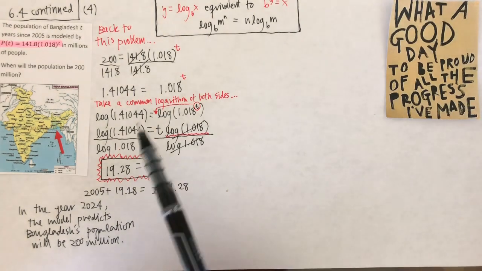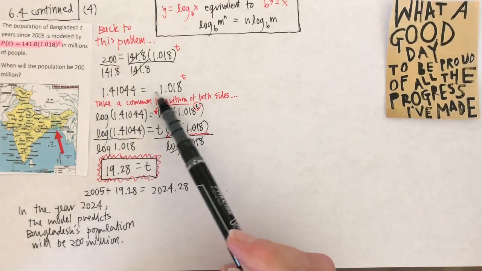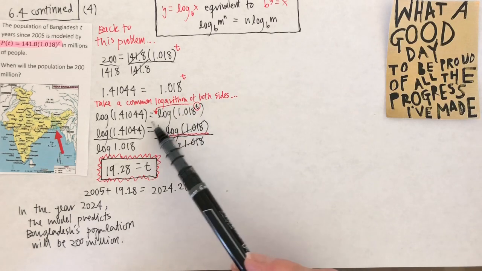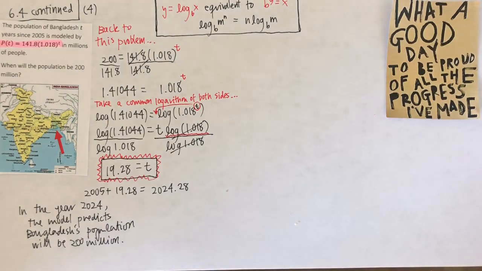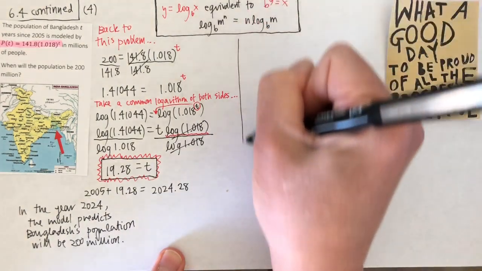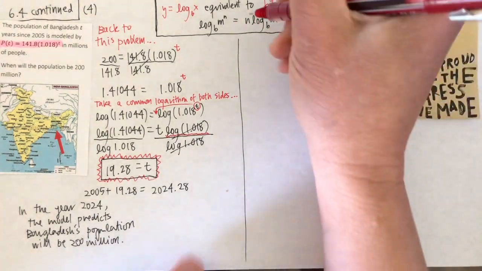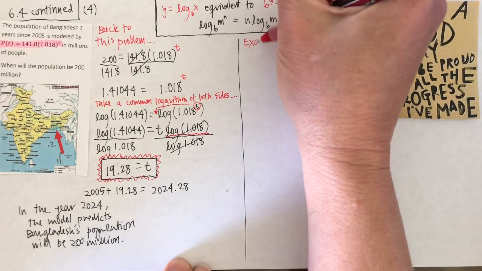Great. Okay, so the two new tools, the two ideas is I took a logarithm of both sides and then I used the power rule of logarithms to bring that variable in the exponent down. Let's try a couple more problems similar to this.